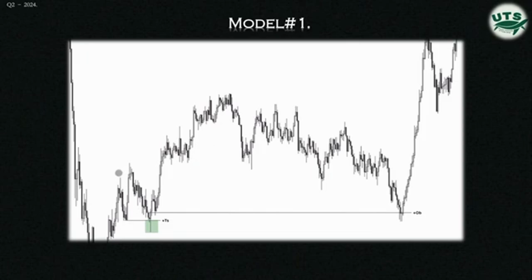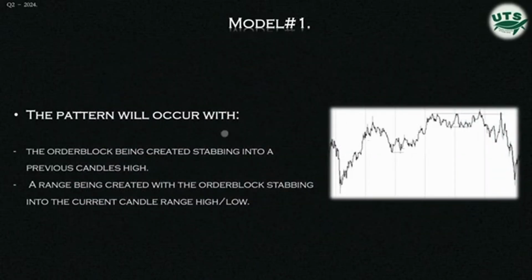Right, again: high, low, higher high, lower low, turtle soup. Remember? And this one specific candle is the one used to rally. The pattern, model number one, will occur with the order block being created, stabbing into a previous candle's high, or a range being created with the order block stabbing into the current candle's range, high or low. First case, the order block being created, stabbing into a previous candle's high, such as here, or low, right? You have the previous candle's low being stabbed into and closed above.